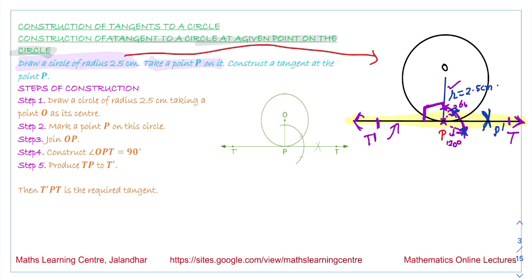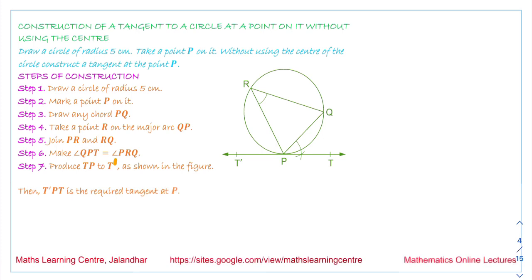Next, we have to construct the tangent to a circle at a point on it without using the center. Suppose a circle is given to us and we do not know the center of this circle, and we are given some point, say this is the point P, and we have to draw the tangent at this point. The problem is to draw a circle of radius 5 centimeter, but we do not know the center of this circle.